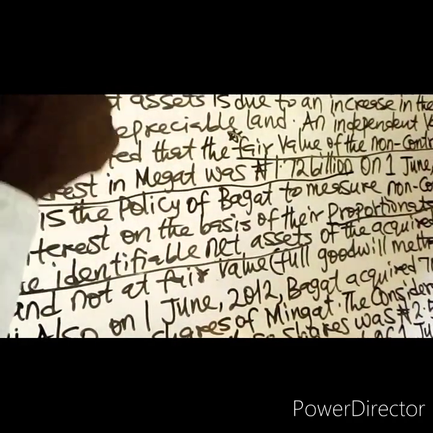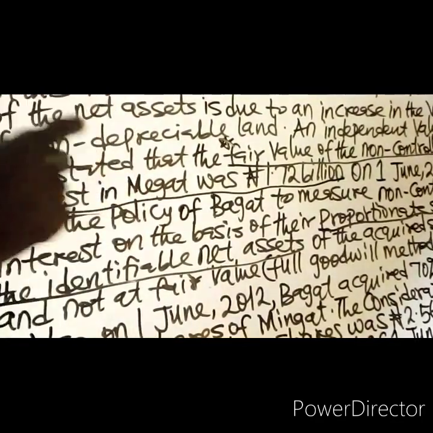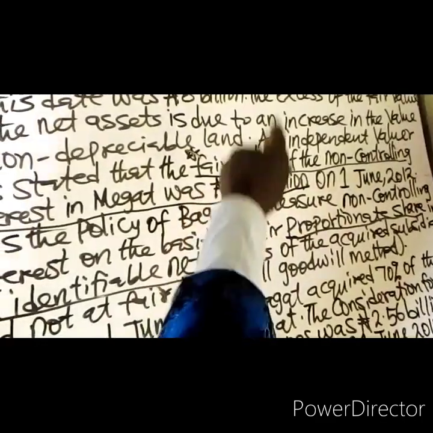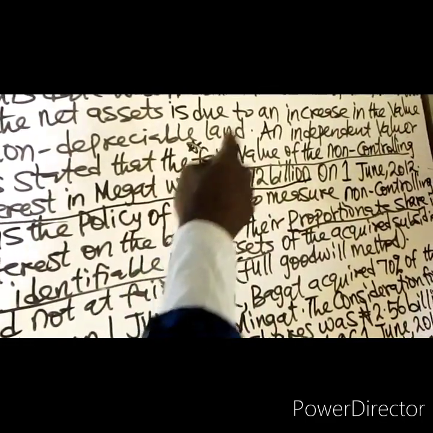But where the examiner is silent as to the parent company policy, as to the valuation of the non-controlling interest, that means you have to apply the proportionate share of net assets.